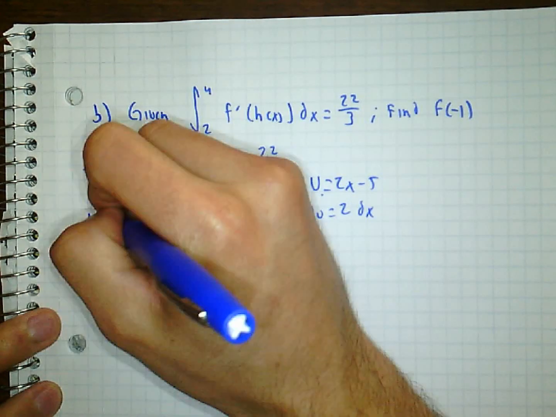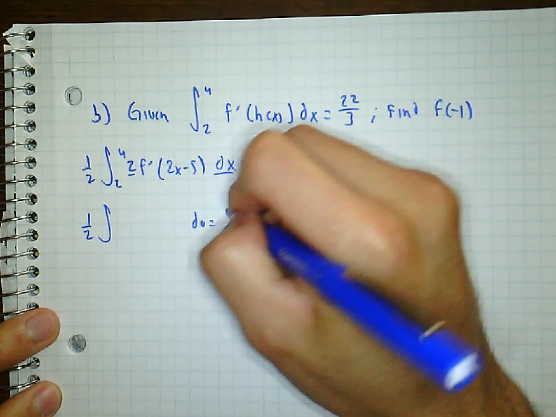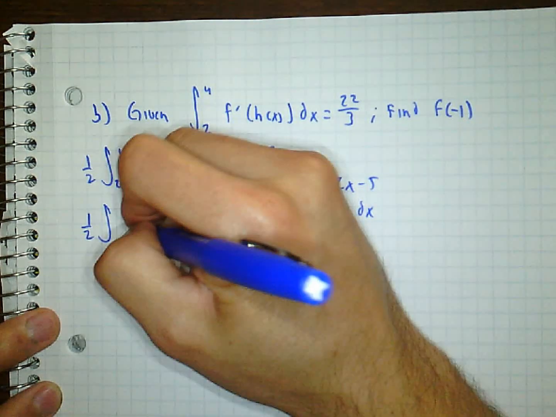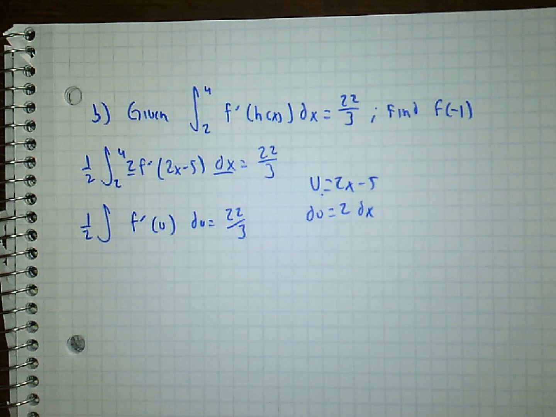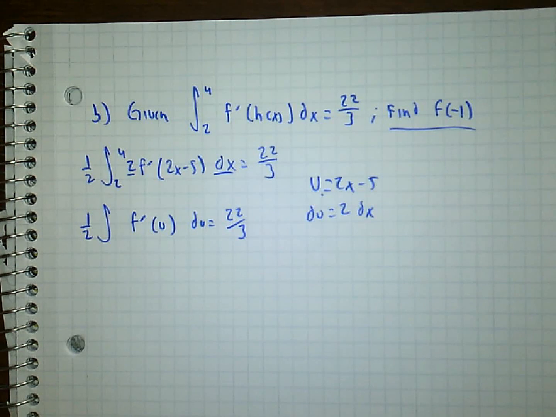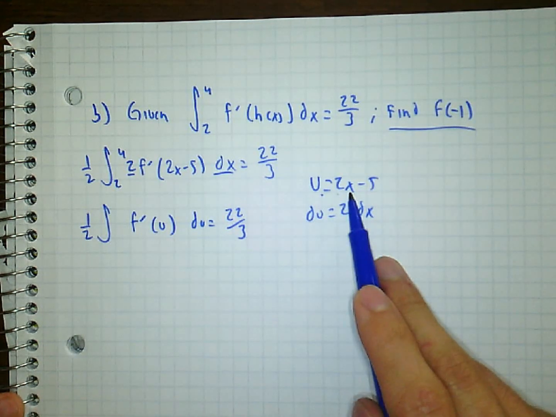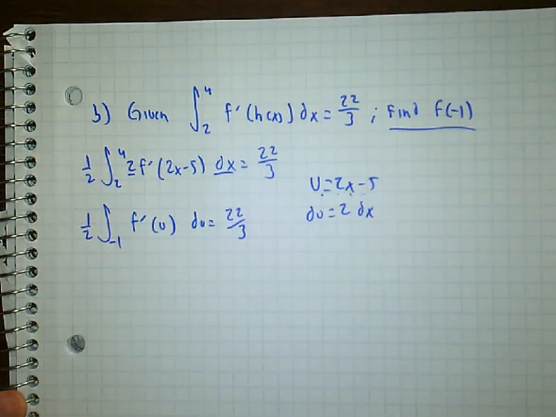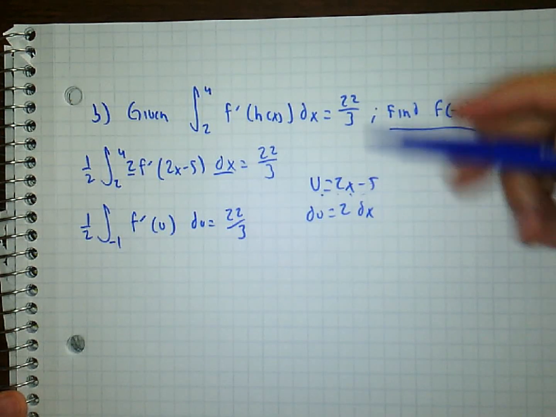So then this becomes very simple. This becomes 1/2 the integral, and 2 dx just becomes du. I still have this 22 over 3, and instead of f prime of 2x minus 5, it's just f prime of u. Now this is where it's going to come into play. Instead of keeping the 2 and the 4, remember I talked about this: you can change those in terms of the new variable you're using, which in this case is u. So if I plug 2 into this equation, 2 times 2 is 4, 4 minus 5 is negative 1, and there's that negative 1 they're looking for. 4 times 2 is 8, 8 minus 5 is 3.